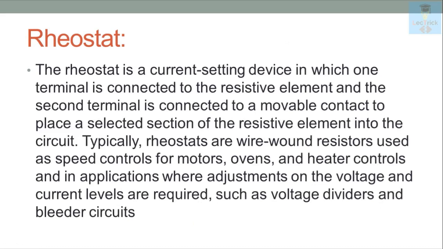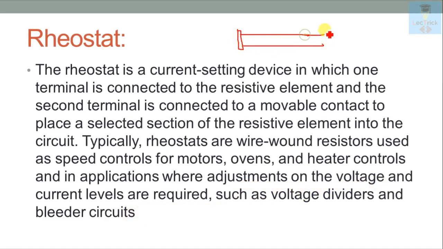Next is the rheostat, which you might have used in your labs. The rheostat is a current setting device in which one terminal is connected to the resistive element and the second terminal is connected to the movable contact to place a selected section of the resistive element into the circuit. Typically rheostats are wire wound resistors used for speed controls of motors, oven and heater controls, and in applications where adjustment of voltage and current levels is required.